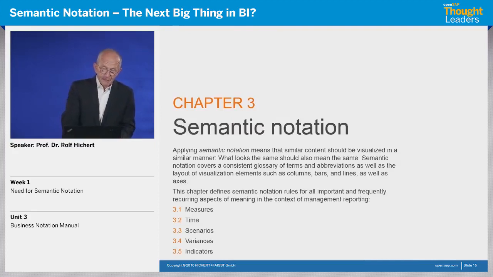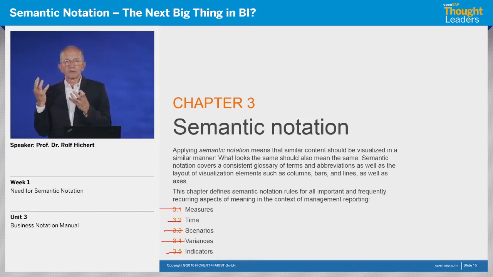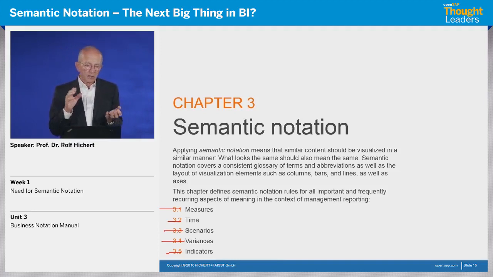Then the semantic notation, as Jürgen started already in the last unit, we have these 5 chapters I'd like to go through briefly. We have to talk about the different measures. That means how do, let's say, stock values look like, how do flow values, how do good or bad values look like, ratios and so forth.